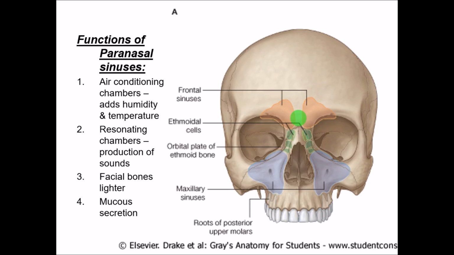Then the fourth one is mucous secretion. These chambers are lined by ciliated columnar epithelium, and along with the ciliated epithelium, there are a lot of mucus secreting cells within them. And this will be secreting mucus. This is important, especially if there is any infection of these air sinuses, especially the maxillary sinus, which can lead to a lot of complications if there is excessive production of mucus. So these are some of the functions of the paranasal air sinuses.